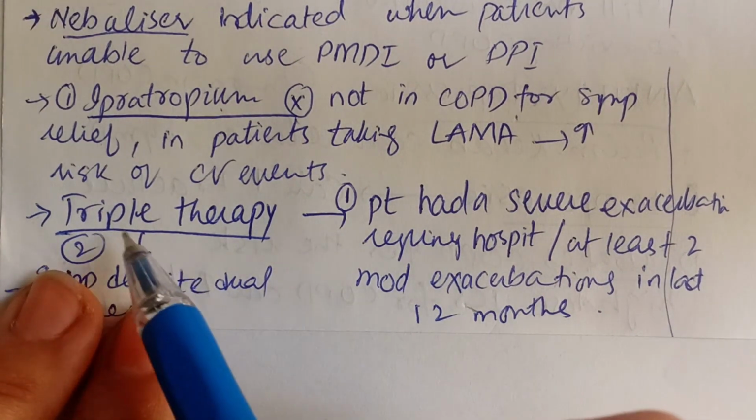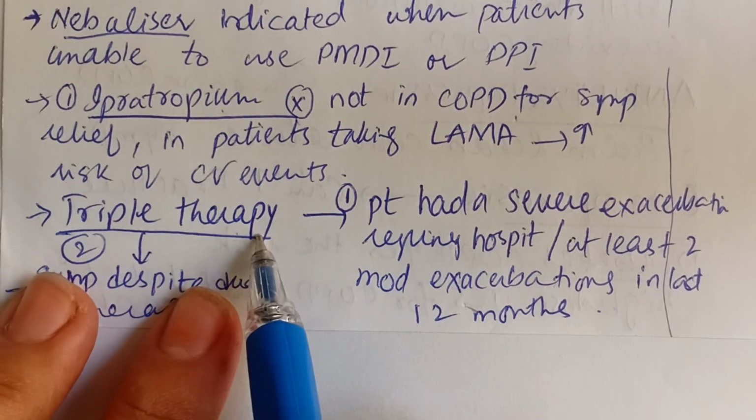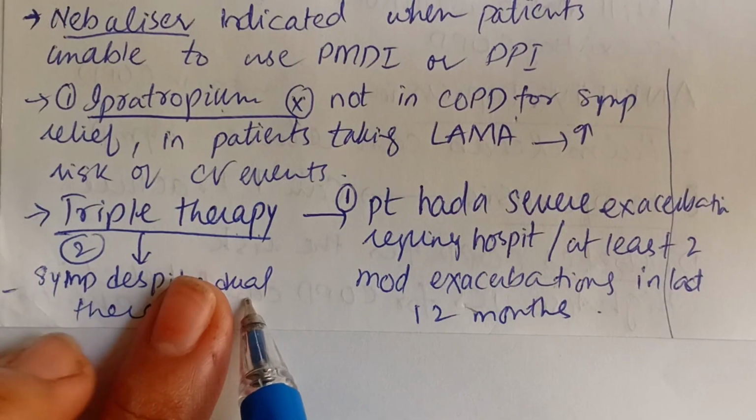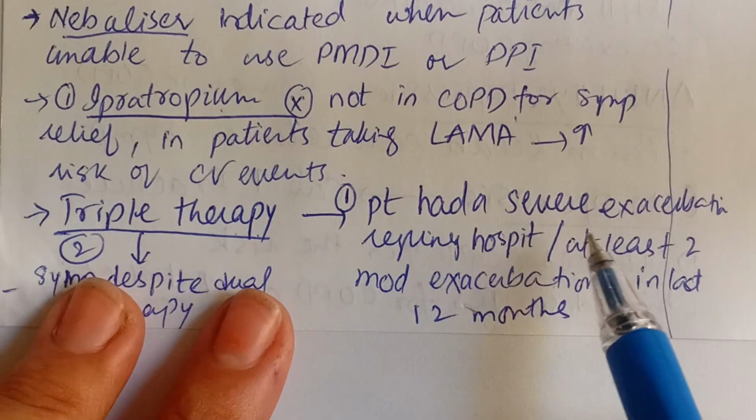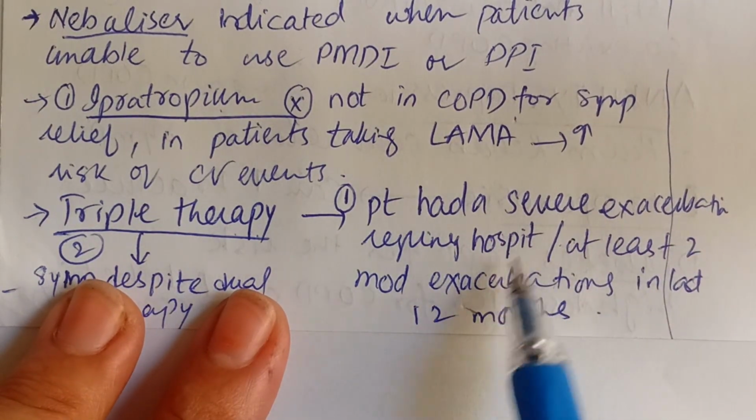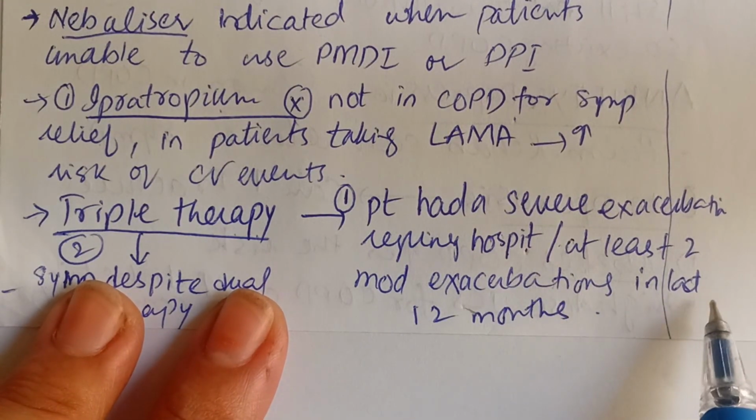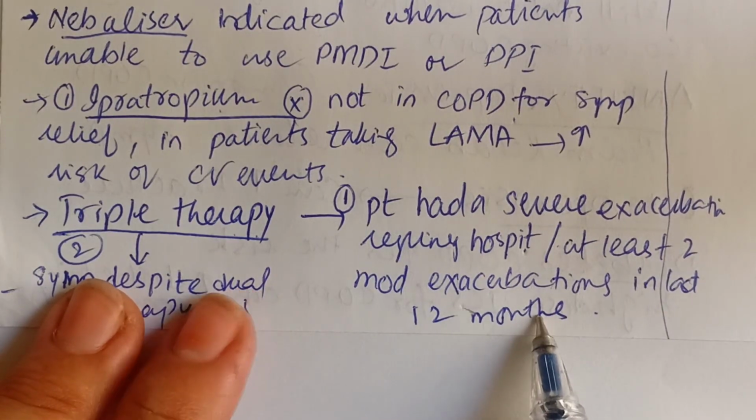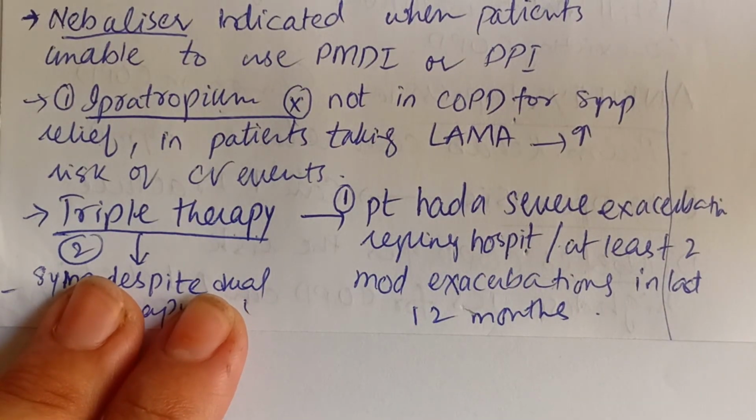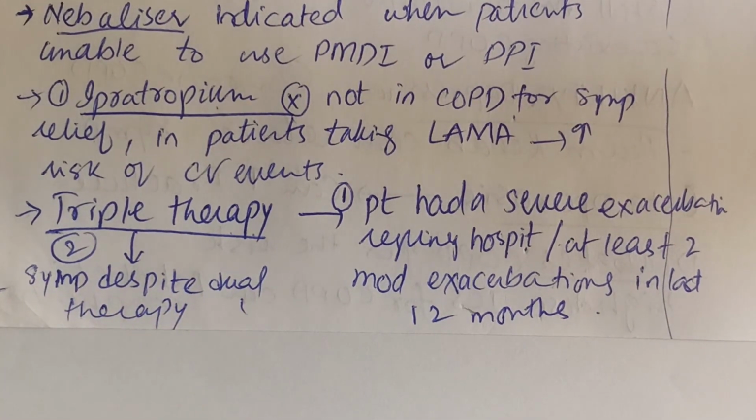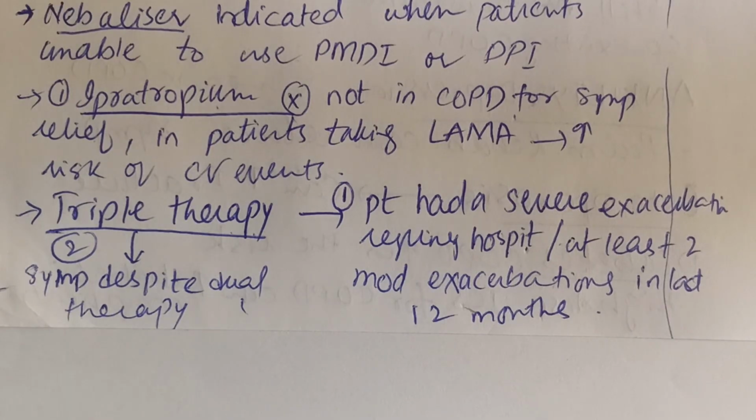An important point when administering the triple therapy: it is indicated when the patient remains symptomatic despite the dual therapy, or if the patient had a severe exacerbation which required hospitalization, or at least two moderate exacerbations in the last 12 months. Means if the patient in the last year has had a severe exacerbation of COPD that required hospitalization, or at least two moderate exacerbations in the last year, the patient would be the candidate for triple therapy.